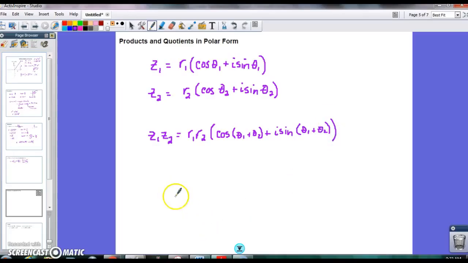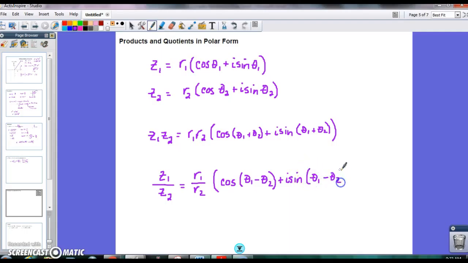And for the quotient, z1 over z2, you have r1 over r2, and then instead of adding the angles, you're going to subtract the angles. So you've got cosine of theta 1 minus theta 2 plus i sine of theta 1 minus theta 2. So that is the product and quotient formulas in polar form.